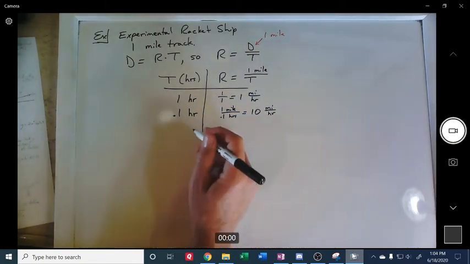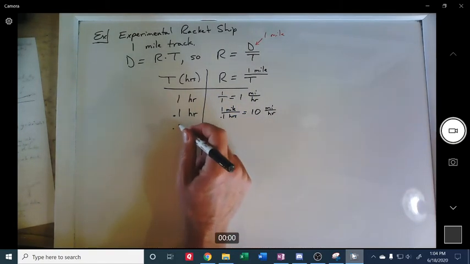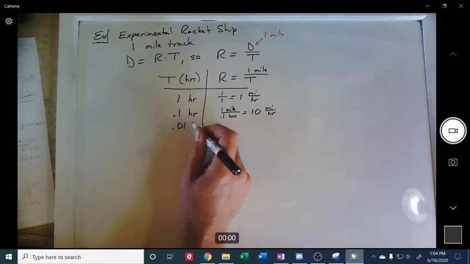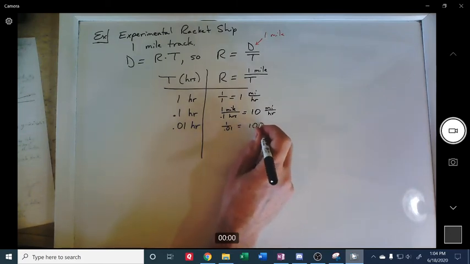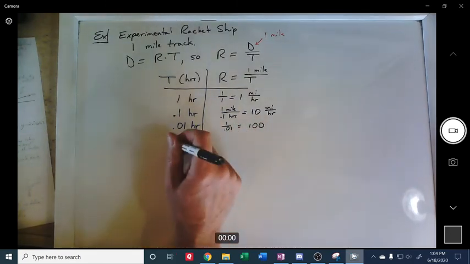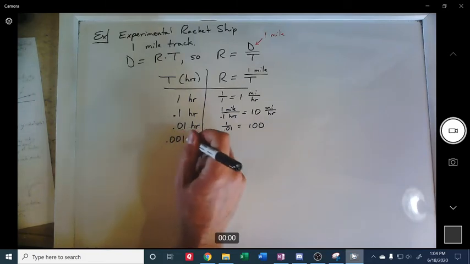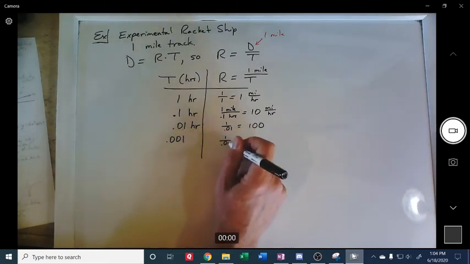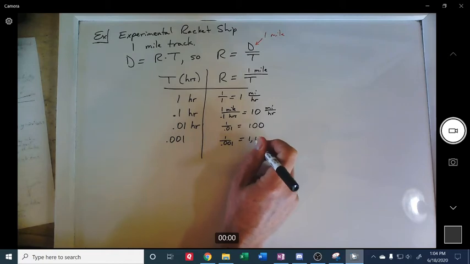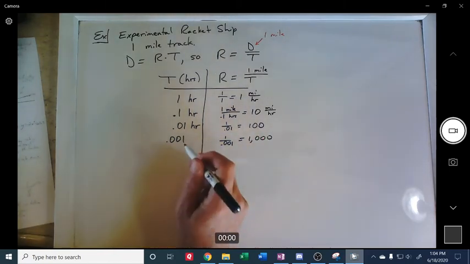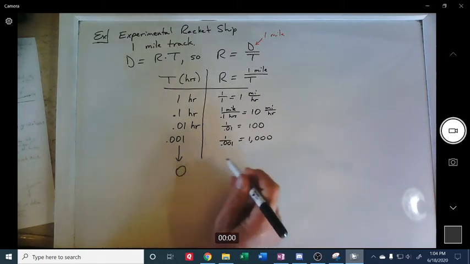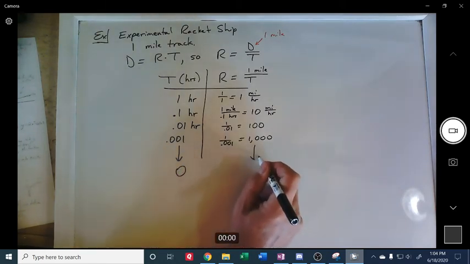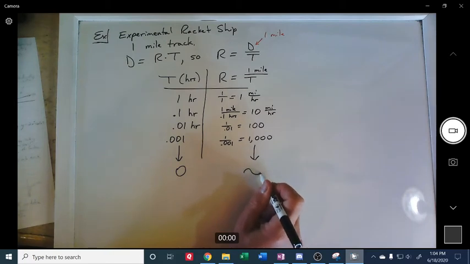And you tampered with it again. Every time you tamper with it, it becomes 10 times faster. Wouldn't that be nice? And you get 1 divided by 0.01, which is now 100 miles per hour. And you tamper with it again. And as this goes towards 0, what does this go towards? Infinity.